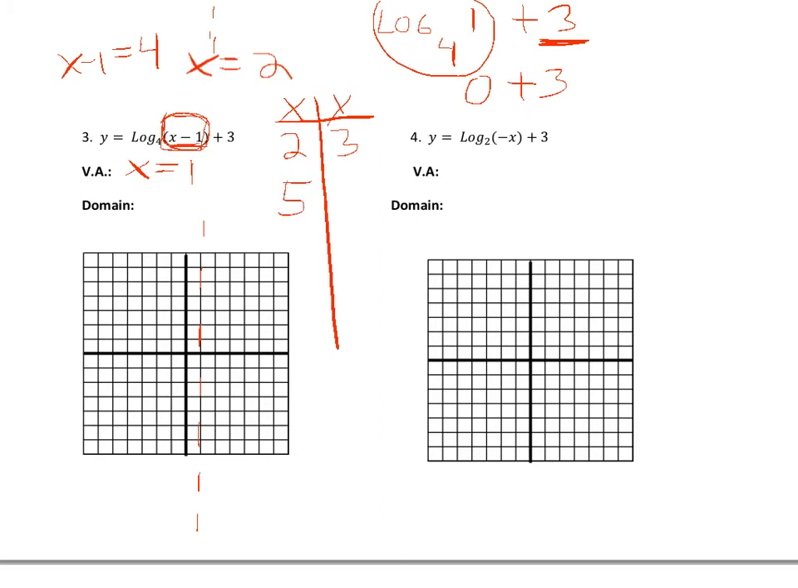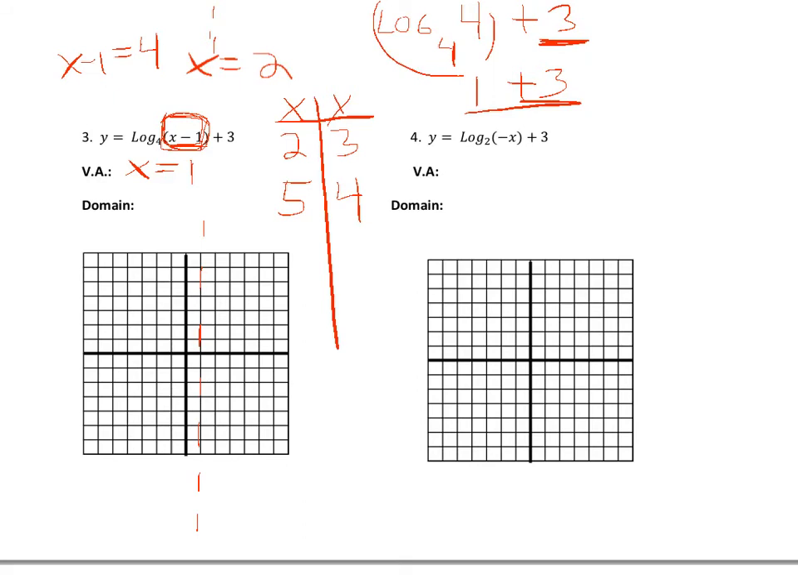I'm going to put 5 in here. So if I put 5 into this, I get 5 minus 1 is 4. Then I get log base 4 of 4, and then you have to add 3. Log base 4 of 4 is 1. And then if you add 3 to it, you get 4.